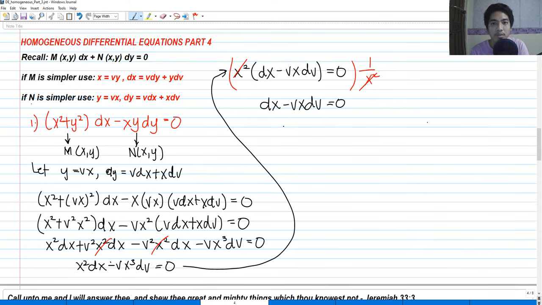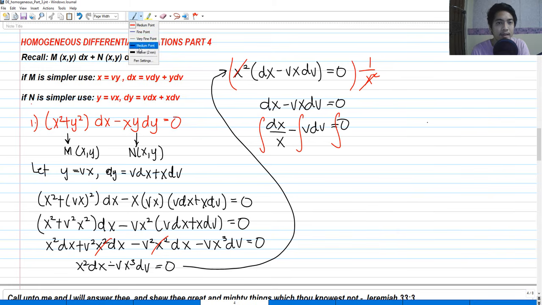And we can solve this through separation of variables. So we have dx over x minus v dv equals 0. So now, we have already separated all the x with the dx in the first term and all the v with dv in the second term. So it's time to integrate. And then what we are going to do is simply get the integral of that.